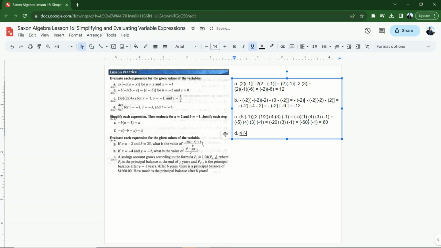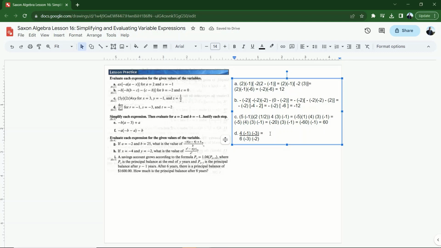Well, r is actually -1, and s is actually -3. So 4 times 1 times -3, divided by, under the fraction, 6 times s, which is -3, times t, which is -2. All right, so to simplify this, I'm going to multiply across the top and multiply across the bottom. That should give me the answer.